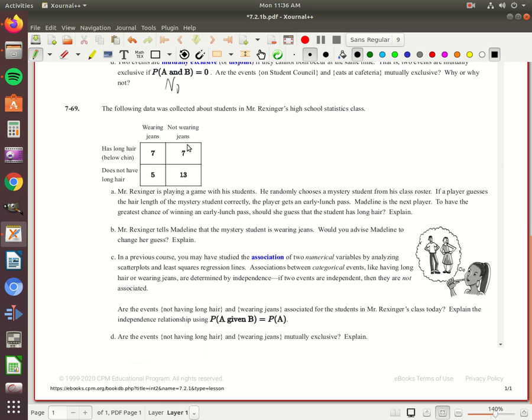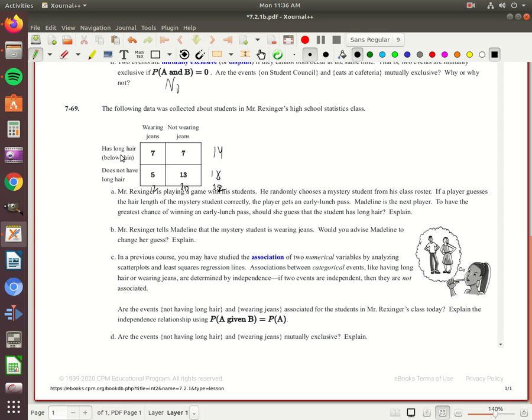All right, so let's go ahead and look at 769. It says the following data was collected about students in Mr. Rexinger's high school statistics class. So again, we can have our totals here of 14 and 18 and 12 and 20 and 32. So hopefully we're all okay with those totals. Now it says he's playing a game with students. He randomly chooses a mystery student from the class roster. If the player guesses the hair length of the mystery student correctly, the player gets an early lunch pass. Madeline's the next player. Does she have the greatest chance of winning should she guess the student has long hair?